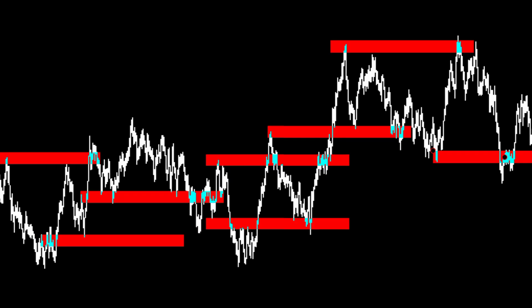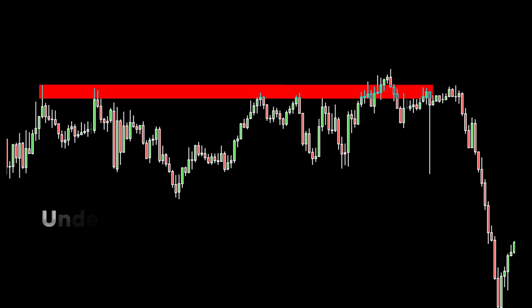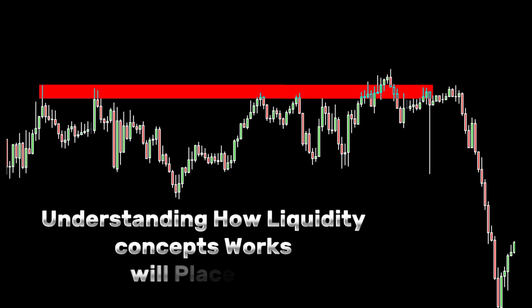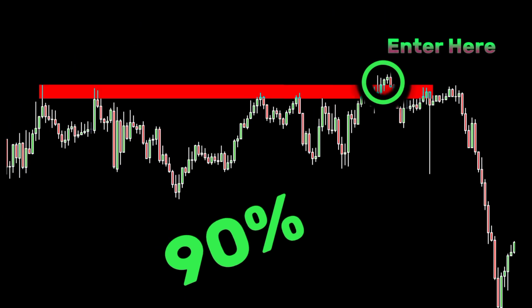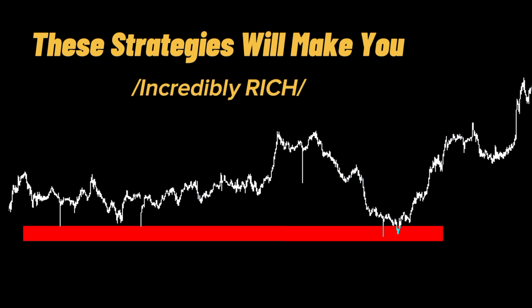Liquidity trading is one of the most complicated trading systems in the market, but understanding how liquidity concepts work will place you above 90% of traders that don't understand these high-profit liquidity trading strategies. These strategies will make you incredibly rich in the market.